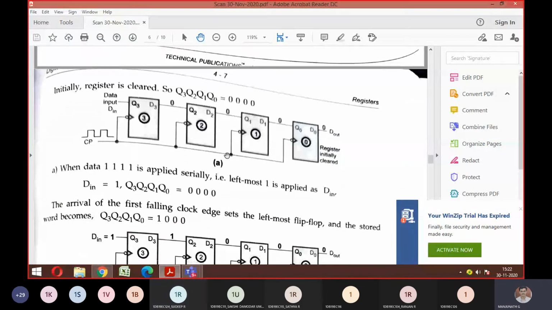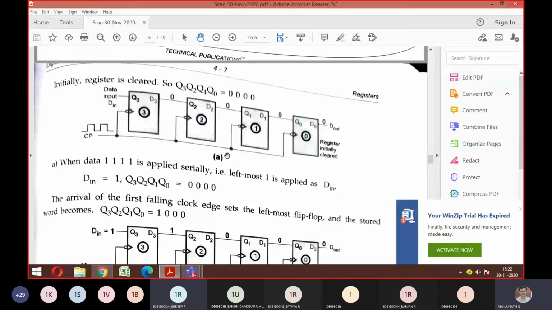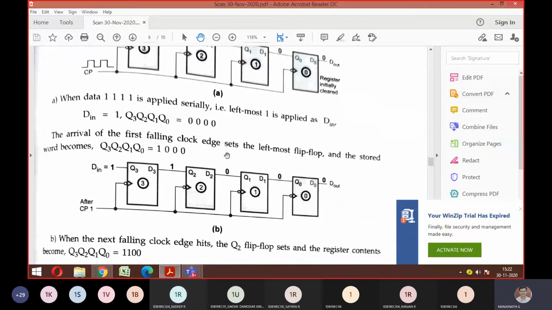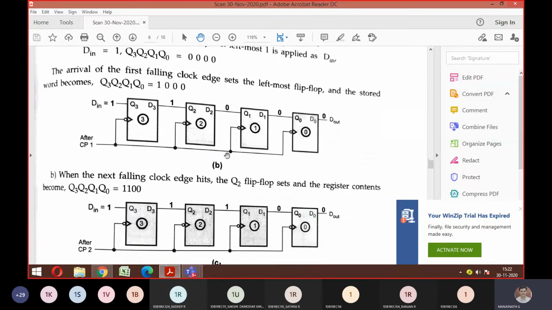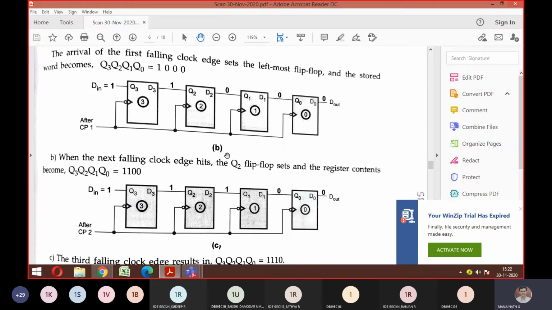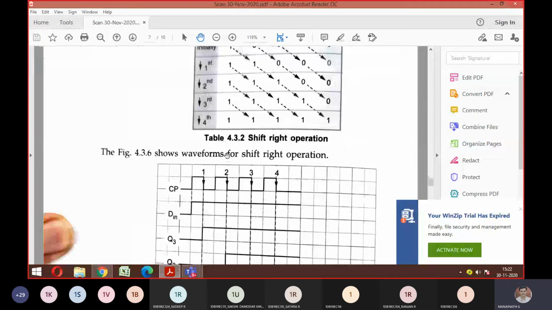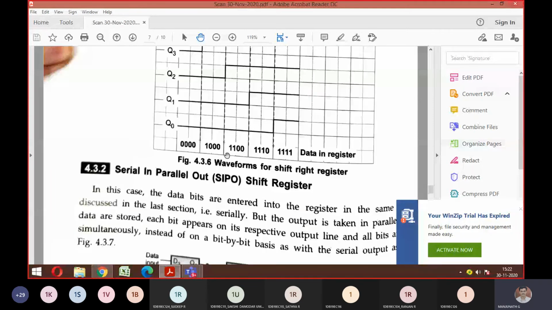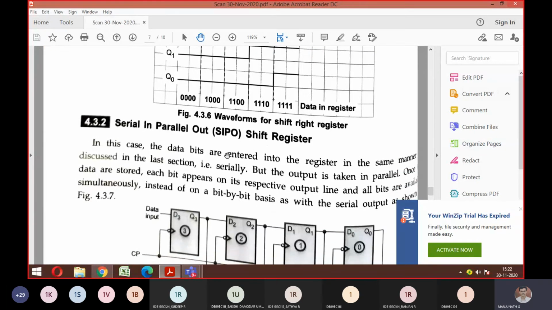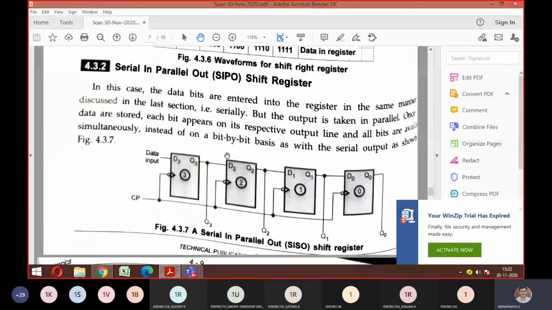Am I clear? Yes, sir. That completes your seesaw part. So let me explain in brief about SIPO and we'll stop here. Let me come back. See, same example, they are explained both sides. So now look at the difference between your SISO and SIPO.